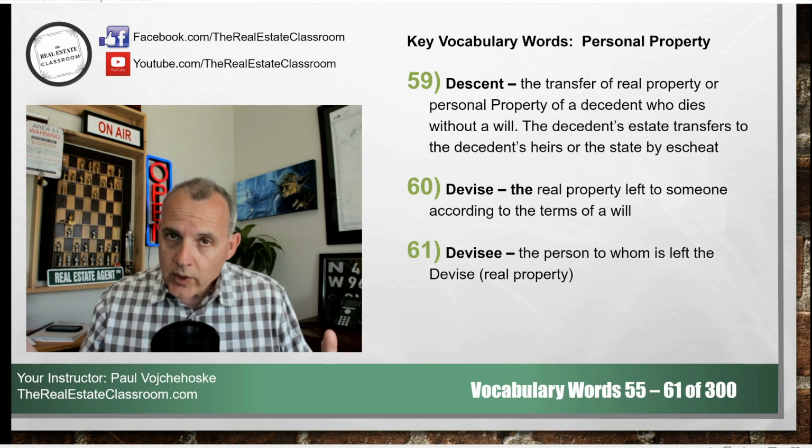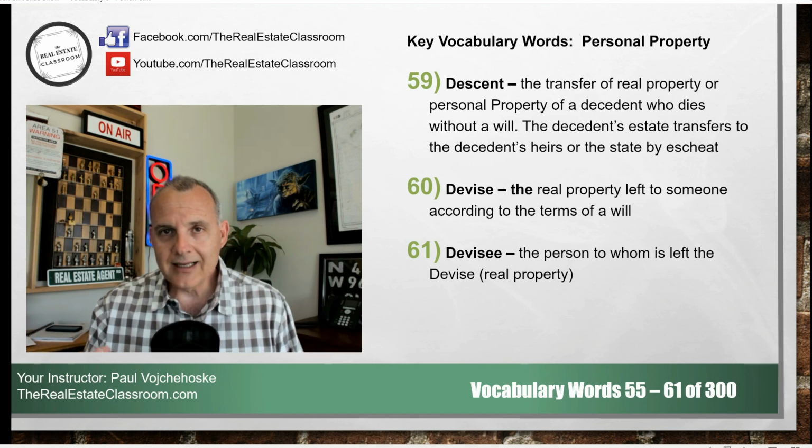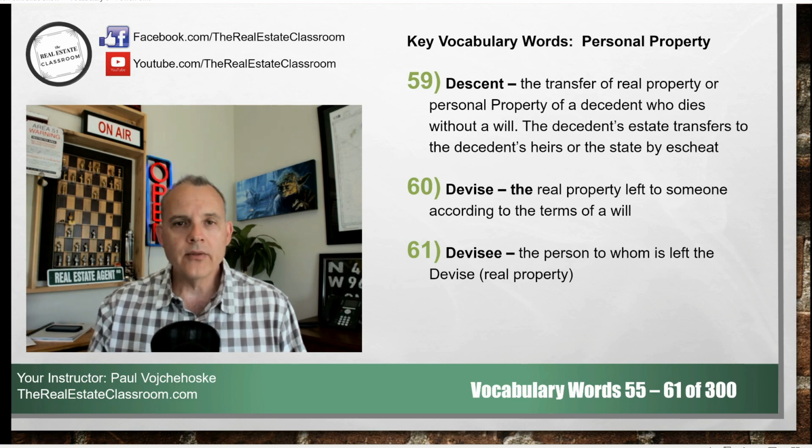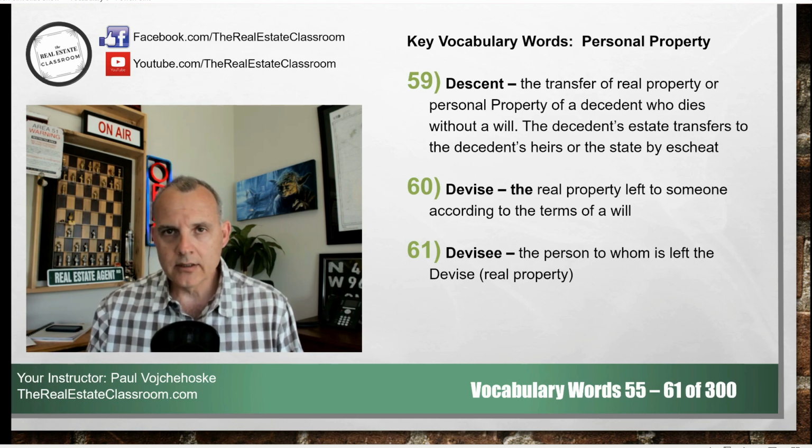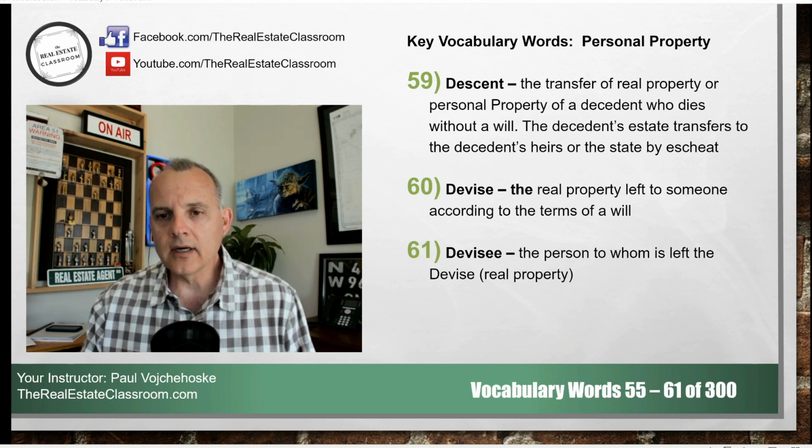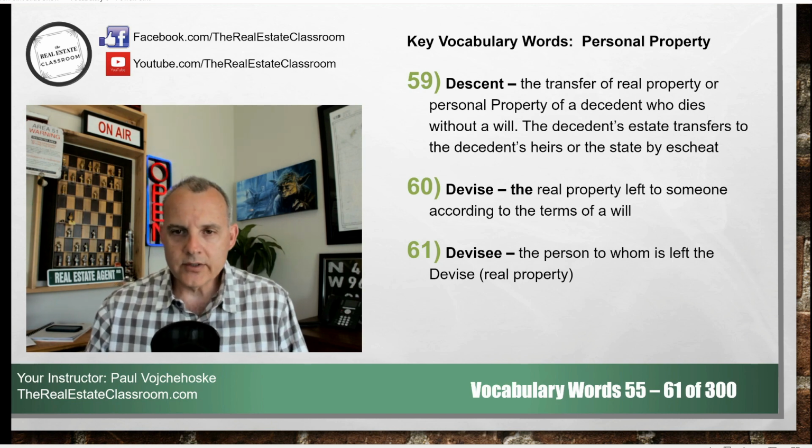If there are no heirs, remember, if somebody dies intestate, meaning they've died without a will and there's no heirs, then through the process of escheat, the state ends up with that person's estate.